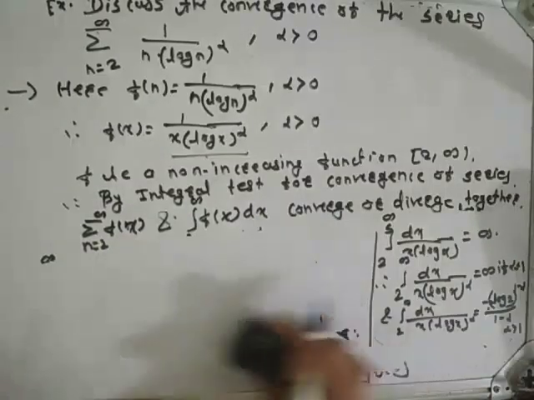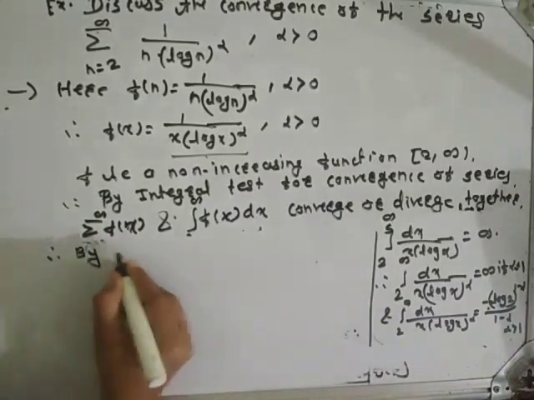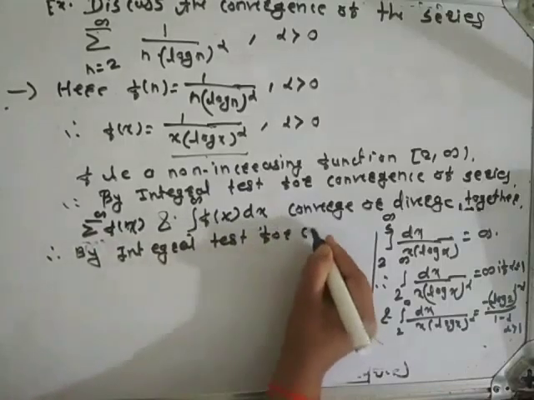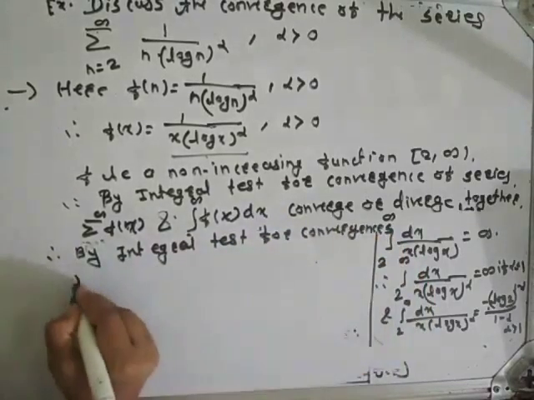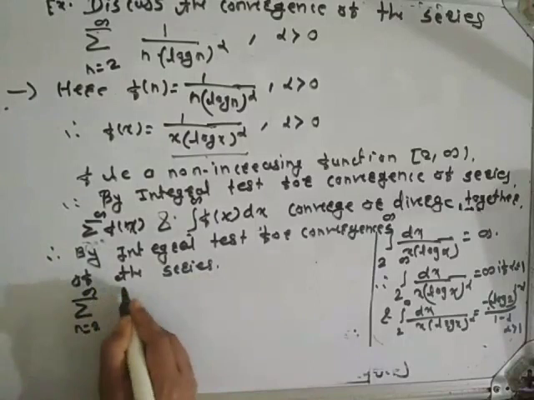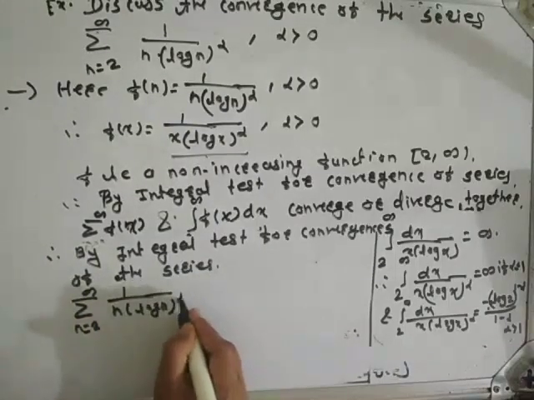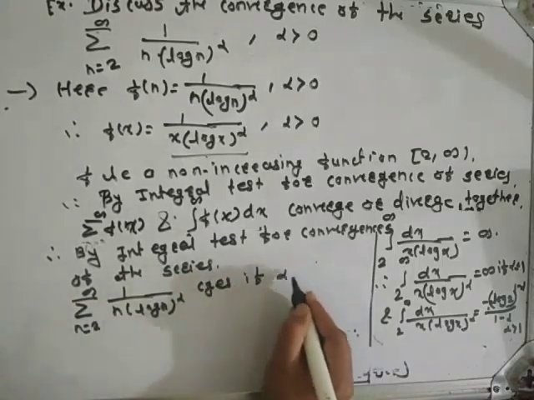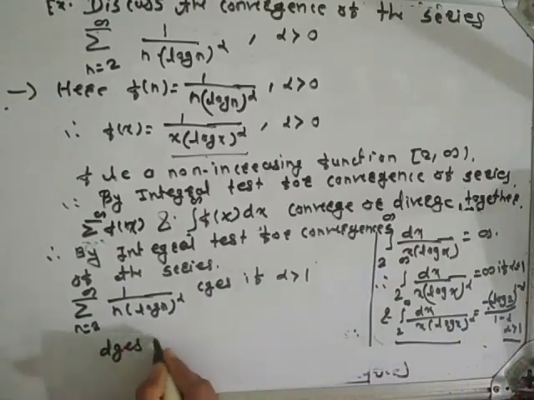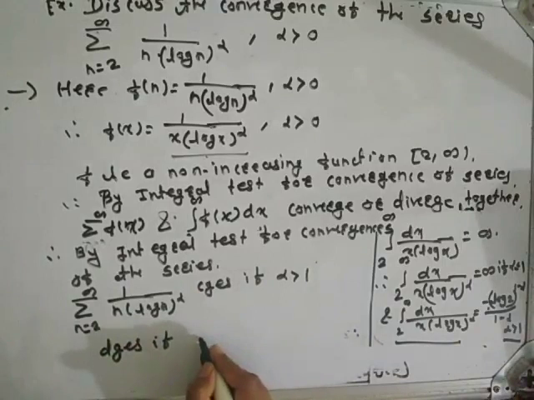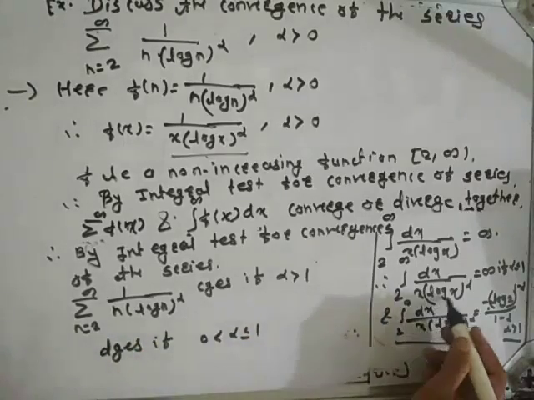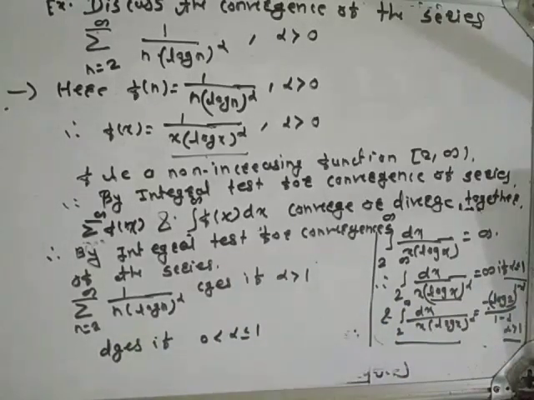Therefore, by the integral test for convergence of the series, the series with n running from 2 to infinity of 1 upon n (log n) raised to alpha converges if alpha is greater than 1, because this integral converges if alpha is greater than 1, and diverges if 0 is strictly less than alpha, which is less than or equal to 1, because this integral diverges if alpha is less than or equal to 1.